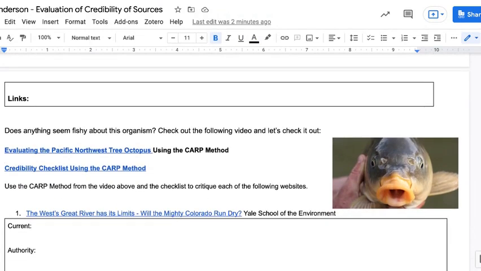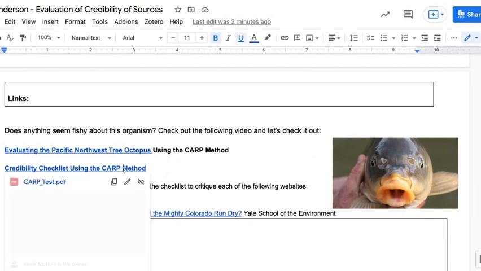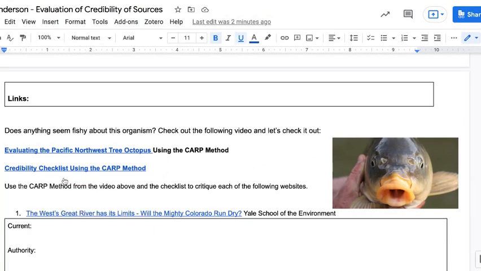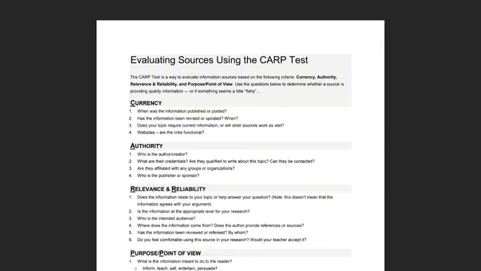Now that you know, after you've watched the video, that this is fake, let's look at a method of determining what good information is and what information and sources are based on the following criteria: currency, authority, relevance, reliability, and purpose or point of view. Some people call this the crap test, but we're calling it the carp test. So, like a fish. Like, does anything seem fishy? So when we're looking at currency, we don't mean currency like money. We mean currency like time. Like, is it current? When was the information published or posted?